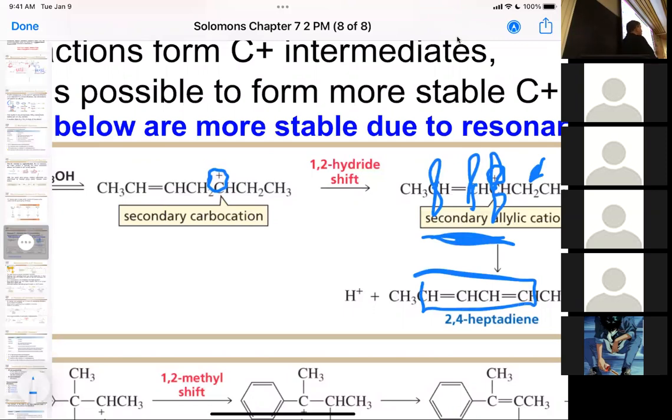Okay, so E1, the reason it goes through the conjugation is because it's going to do a shift to give us the allylic or benzylic carbocation. In the other one, it was just going to give us the more stable diene, the conjugated diene.